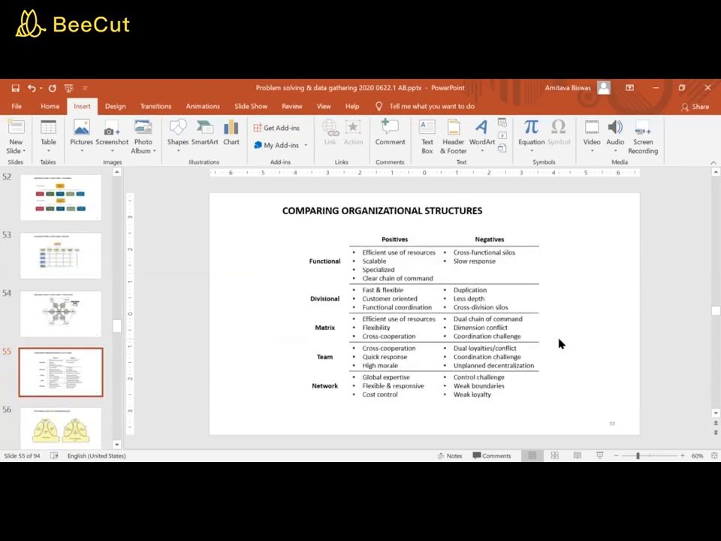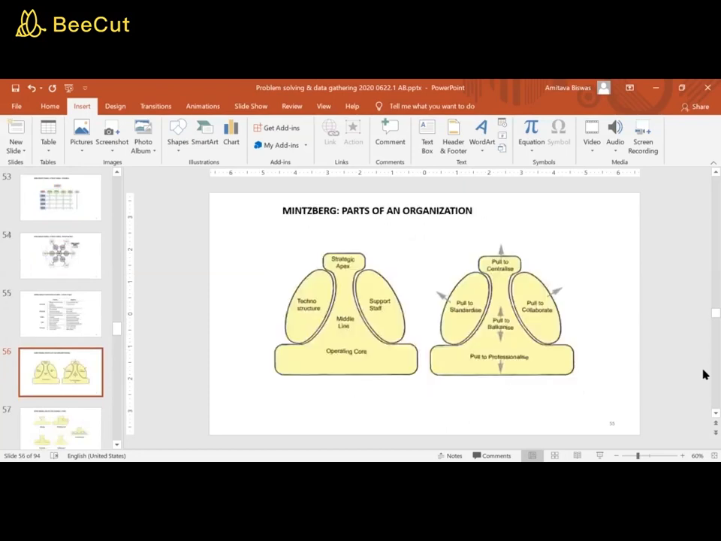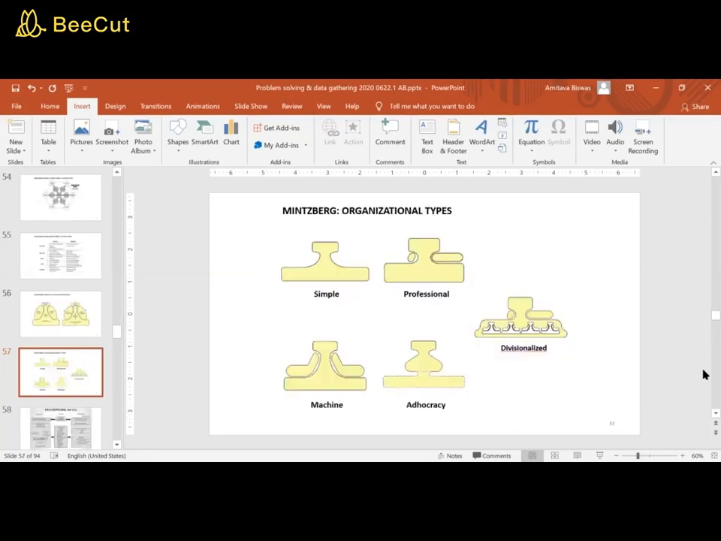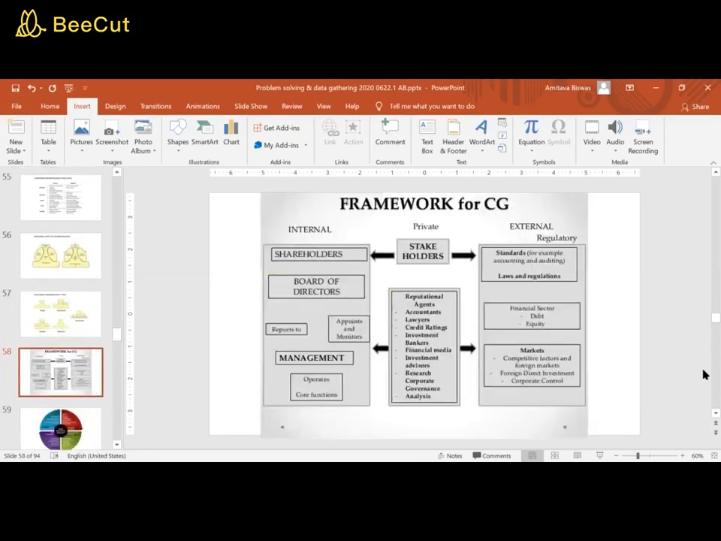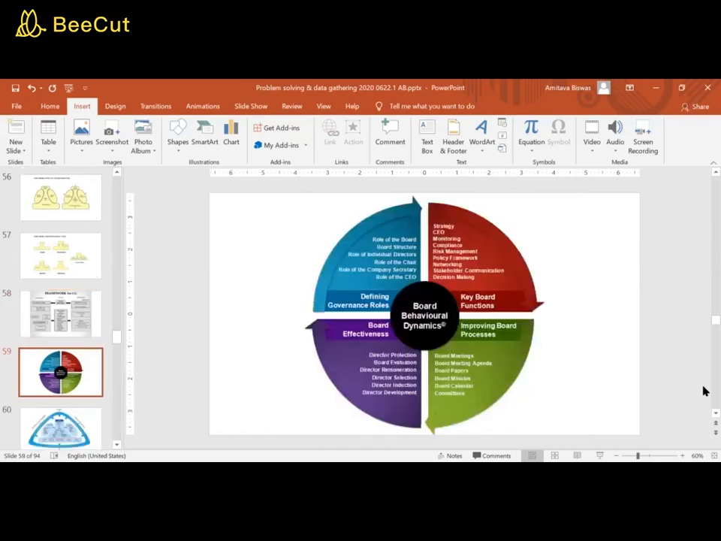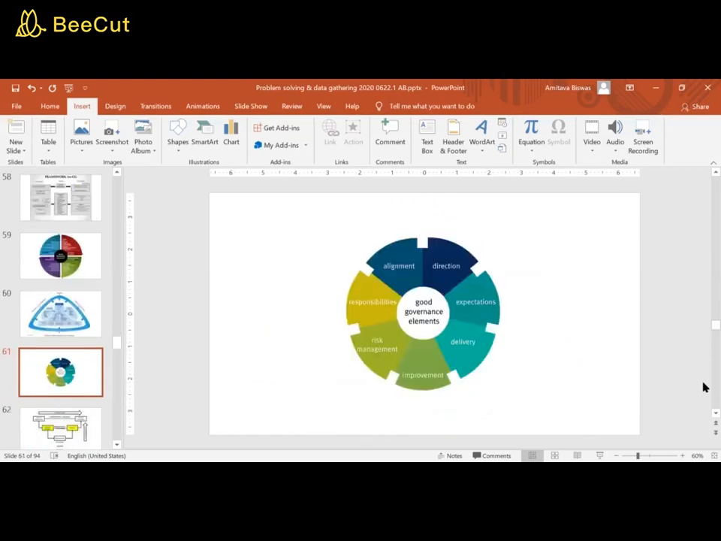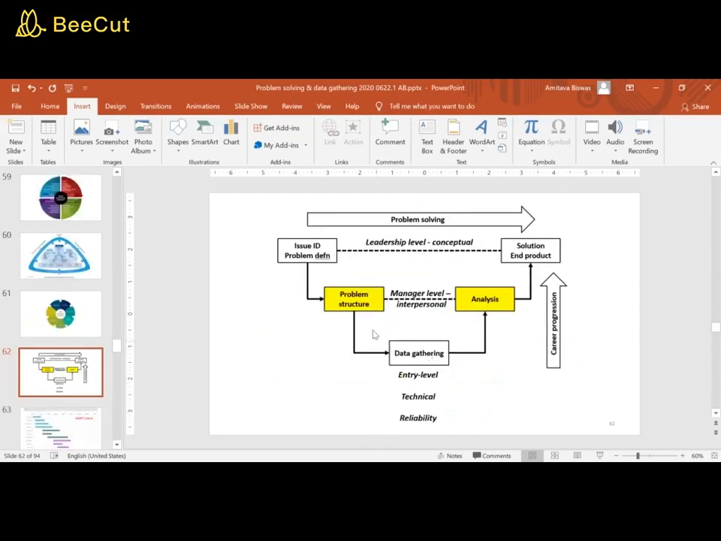There are positives and negatives of all of these, and we can start going through those. There's a lot of fancy stuff out there. This is Mintzberg, different ways of thinking about how an organization works together, different structures, different types of organizations and what they do. This is a framework for CG, corporate governance. How are decisions made in an organization? Where does the buck stop? Who decides what? This is what boards can do. So lots of different things about organization, alignment, and so on. That's the problem structure. So those are a bunch of frameworks that we can use.